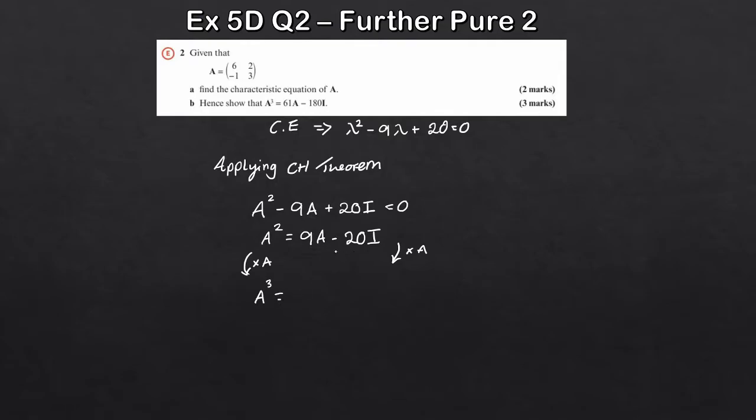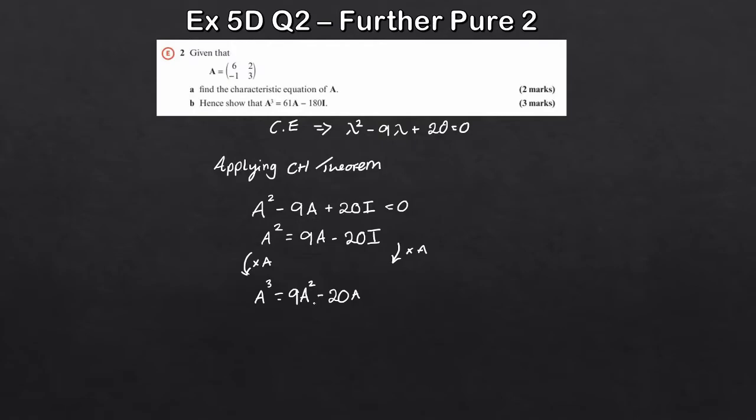So if you've got 9a and you times it by a, that'd give us 9a squared. And if you had minus 20 lots of the identity and then you times it by a, what that would give you is just minus 20a. Okay, remember the identity matrix essentially acts as the number 1 in terms of matrices, so I've got minus 20a there. But that's not quite what we want.